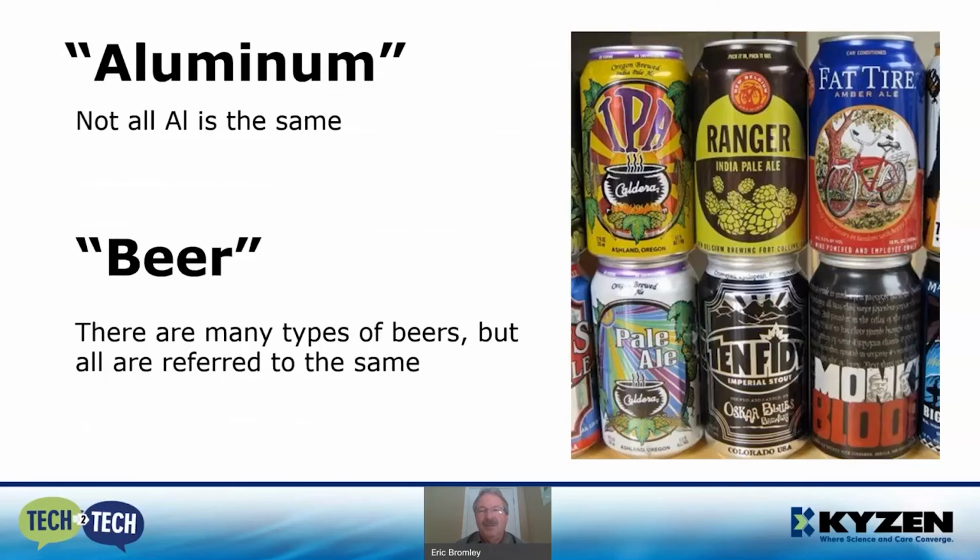Another phrase that's commonly used generally is aluminum. And as we know, aluminums are not all the same. There are many grades of aluminum that are used for their ability to be machined, their strength, or even their pliability, or their ability to be used in long punch or drawn processes. It's the same as saying the word beer. As we know, there are many, many different types of beer, but they're all referred to as beer. And a good representation, and these ironically are also aluminum as well.